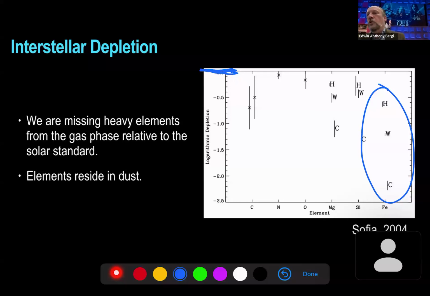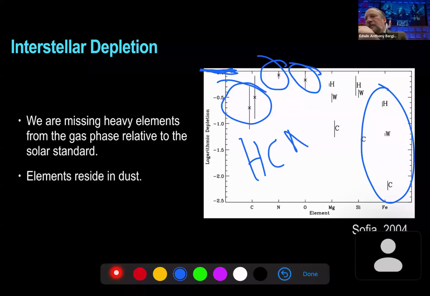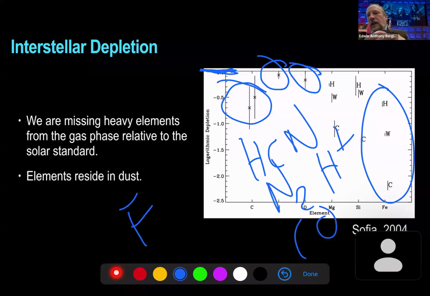And so molecular clouds are made out of carbon. Half the carbon is in the gas. Most of the nitrogen is in the gas, and a good fraction of the oxygen is in the gas, whereas all the heavy elements are in the dust. So it makes sense why we're seeing things like HCN, N2H+, CO, and I'm not seeing things like FeH, right? Because the iron's not in the gas.